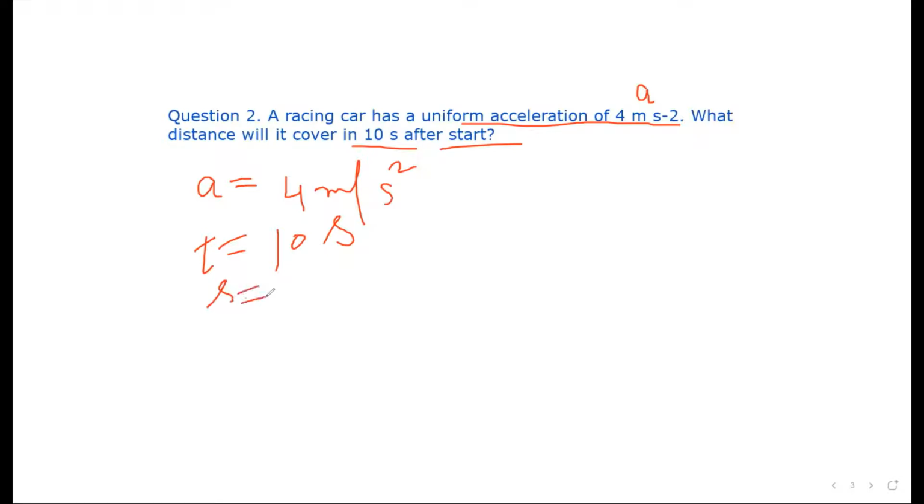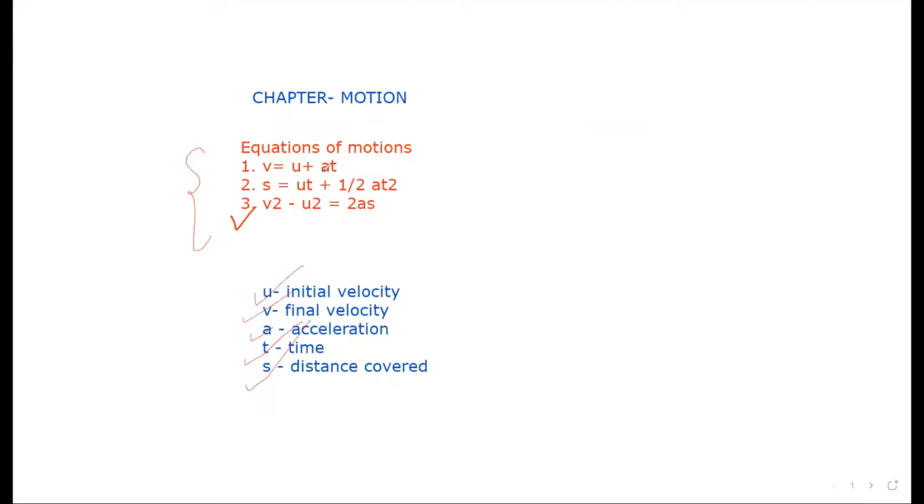But one more piece of information is given to us: after start. When it is starting from rest, we always take u, the initial velocity, as 0. Now, what don't we have? We don't have v. So we will not use any equation in which v is given. Let's find out which equation to use to find S. In the first equation we don't have S, so we can't use it. The second and third equations have S, but in the third equation we should know v also, which we don't know. So you will use the second equation.